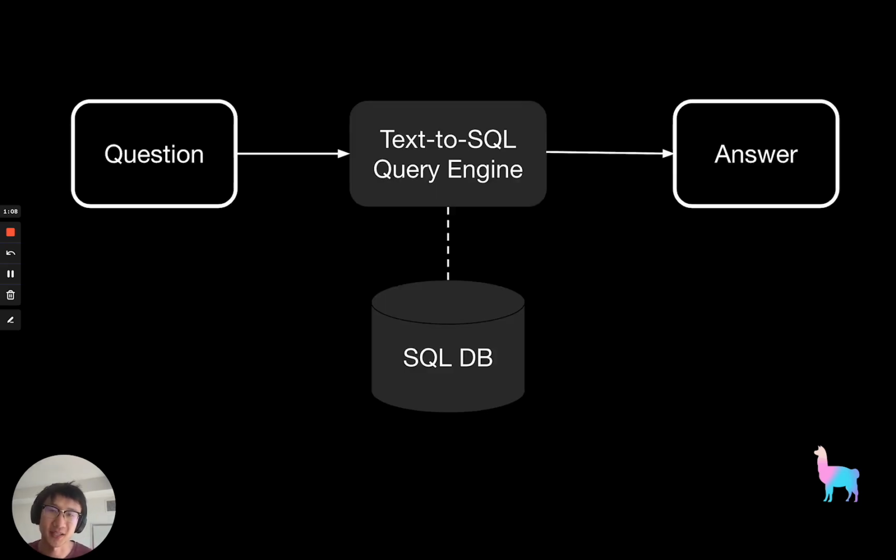First is the text-to-SQL side of things. LlamaIndex has support for text-to-SQL, and this is a pretty popular stack for structured data. The user would ask some sort of question in natural language, and it would go through a text-to-SQL prompt, essentially, from the language model.